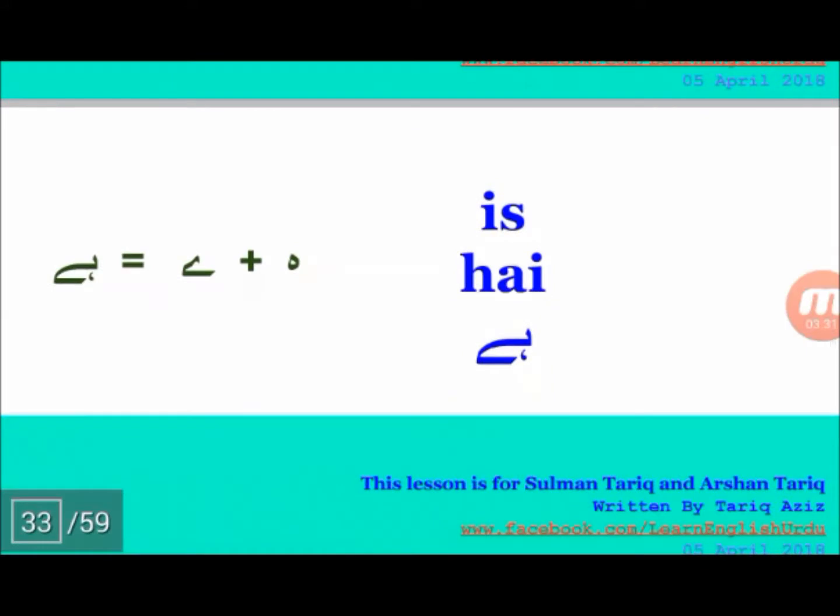Next is. How to say in Urdu? Is. H-A-I. Hai. How to say in original Urdu? There are 2 alphabets. First, he. Second, badi ye. Hai. Repeat after me. Hai.